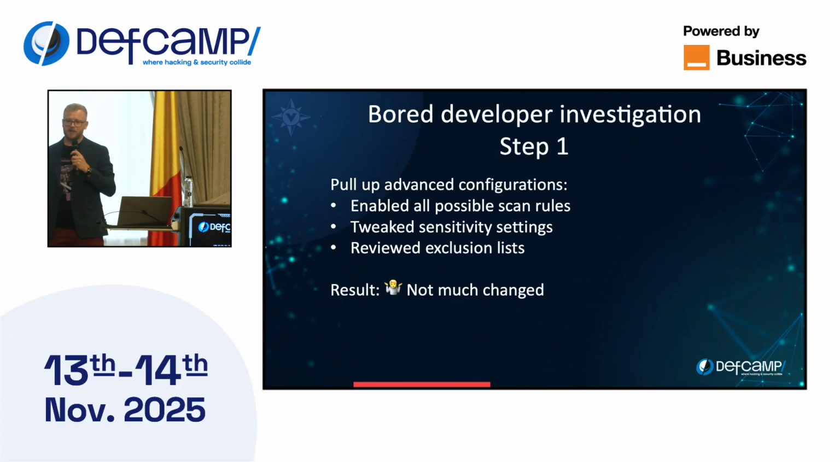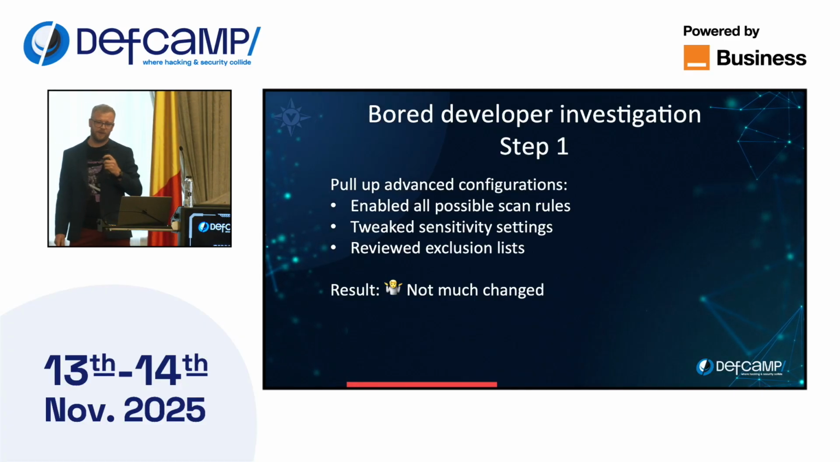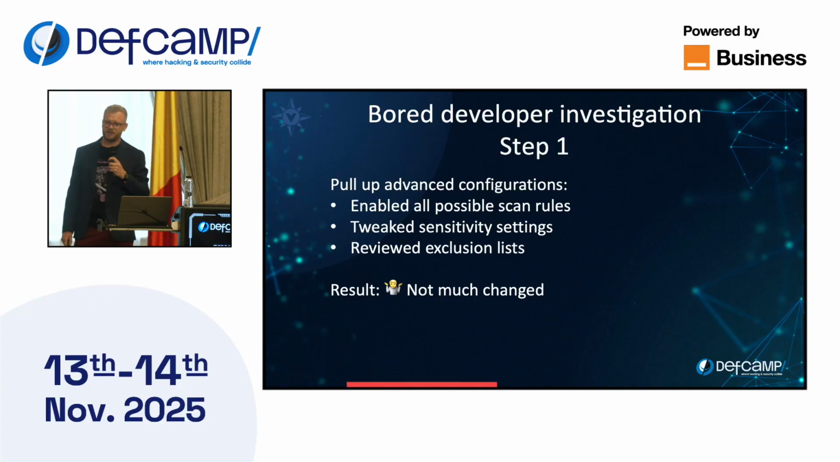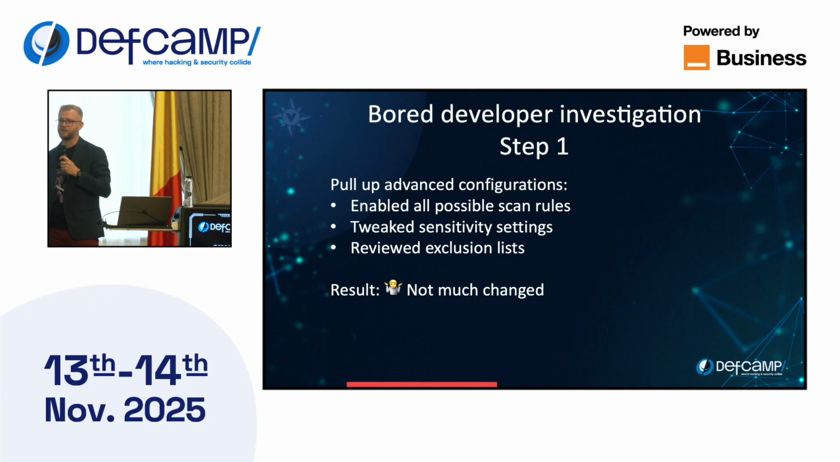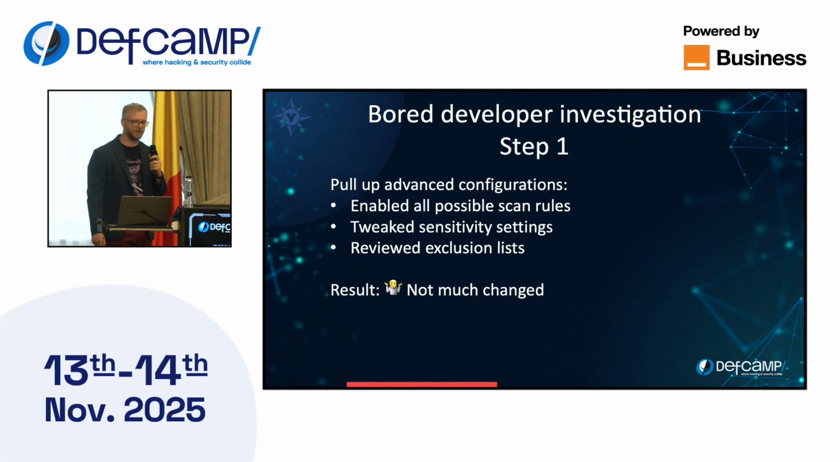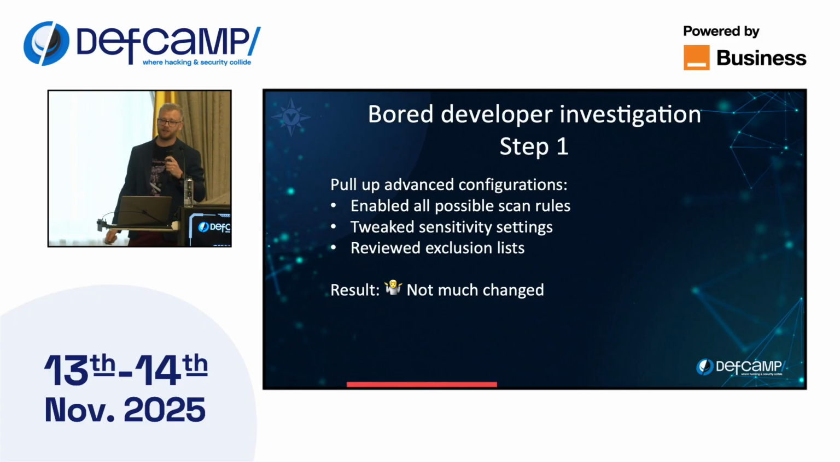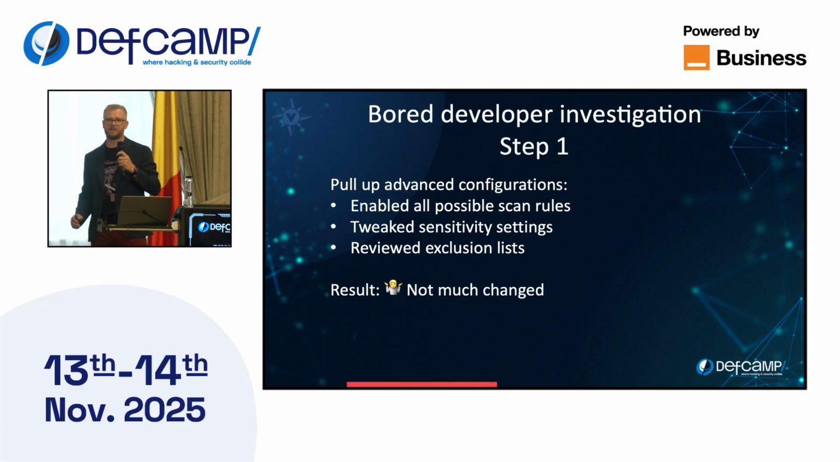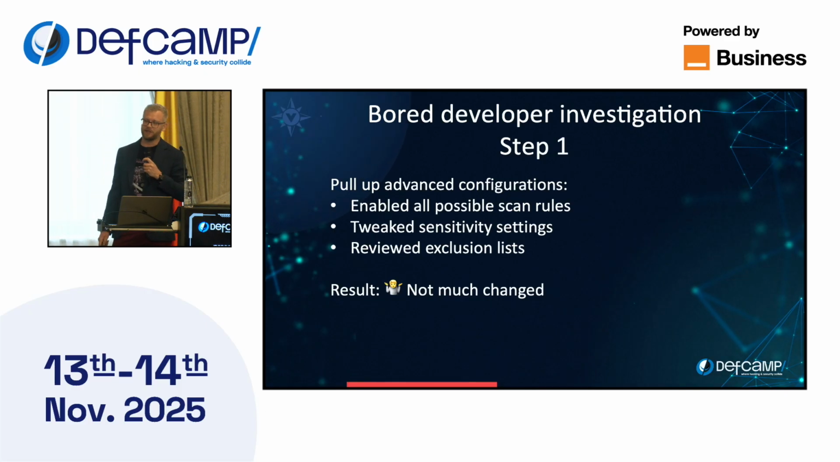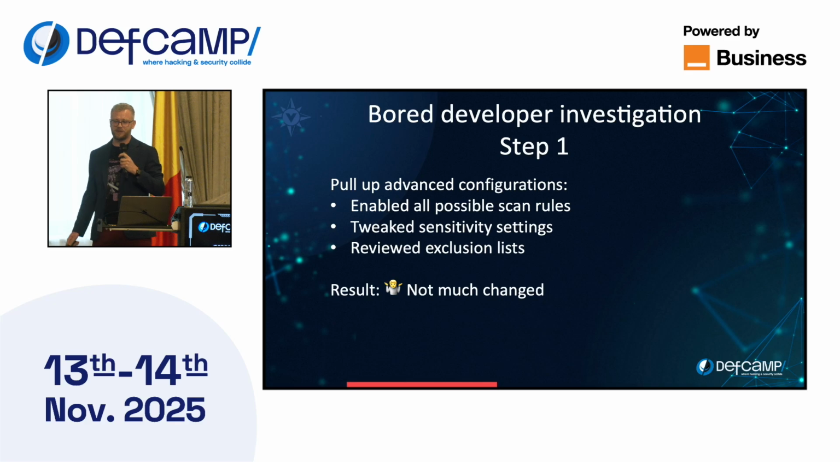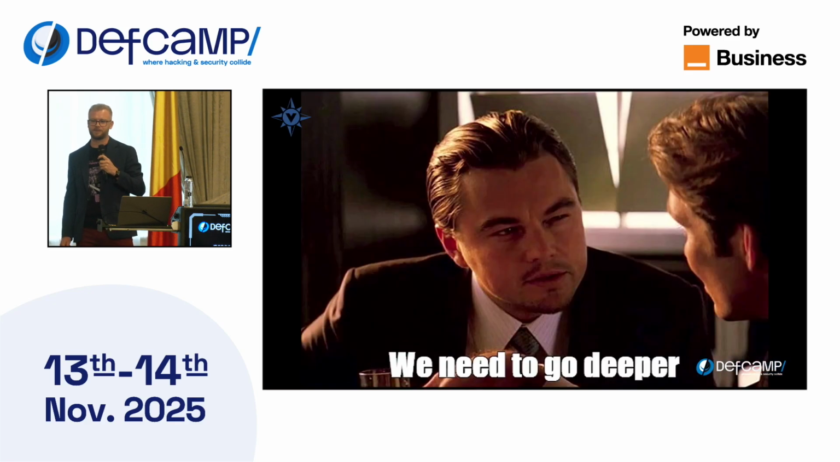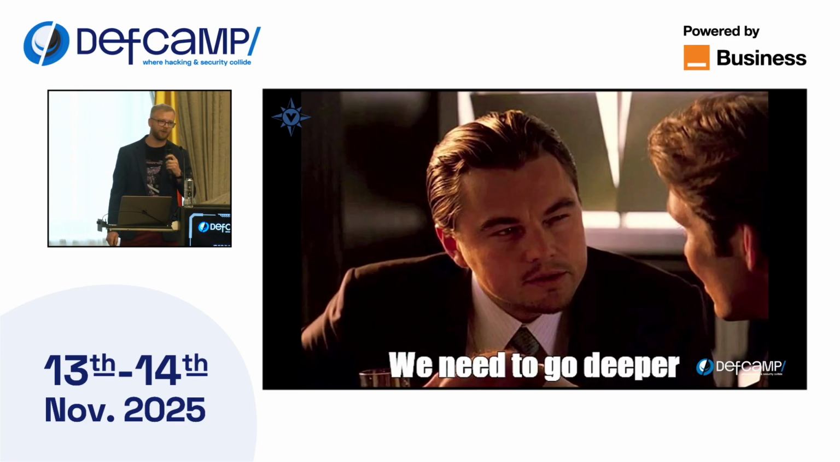All right, so I started investigating, pulled up the advanced configurations, wanted to see what are the different scan rules that can be enabled, what are the different configurations that I can play around with. I did everything in there, made sure that I had the exclusion list. You want to make sure that the logout endpoints are not included in the scan because it might log out your session while doing the scan, of course. And then the result, well, not much change. So yeah, we need to go deeper.